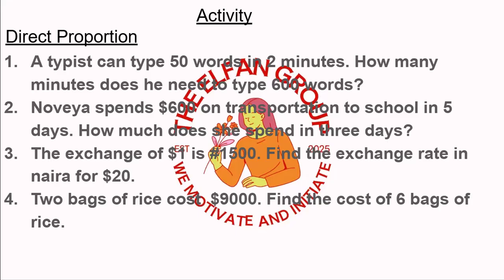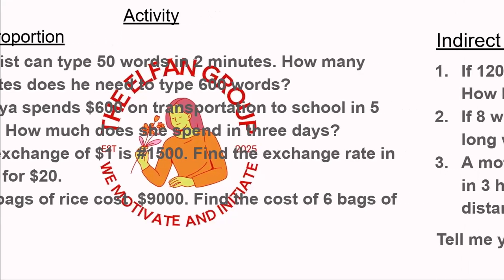The exchange of $1 is 1,500 naira. Find the exchange rate in naira for $20. 2 bags of rice cost $9,000. Find the cost of 6 bags of rice. Now for indirect proportion.